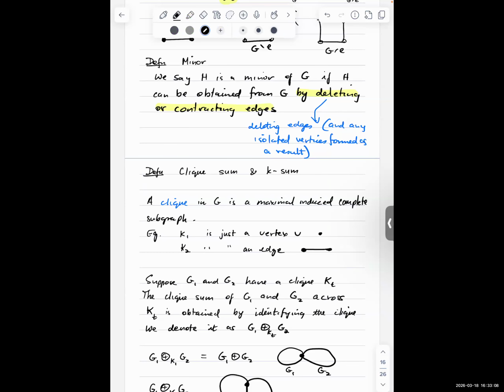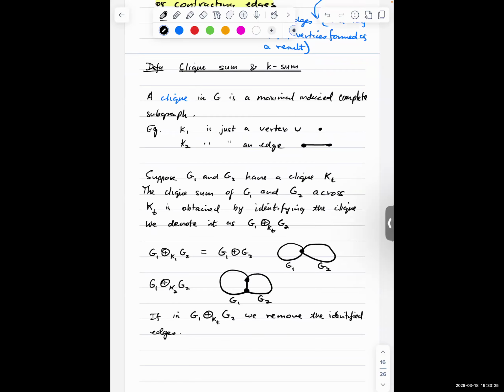So now let's do clique sum. And just please stop me at any point if something's not clear. Arshia also, yeah. Stop me if something's not clear. Is this much clear so far? Yes. Yeah.